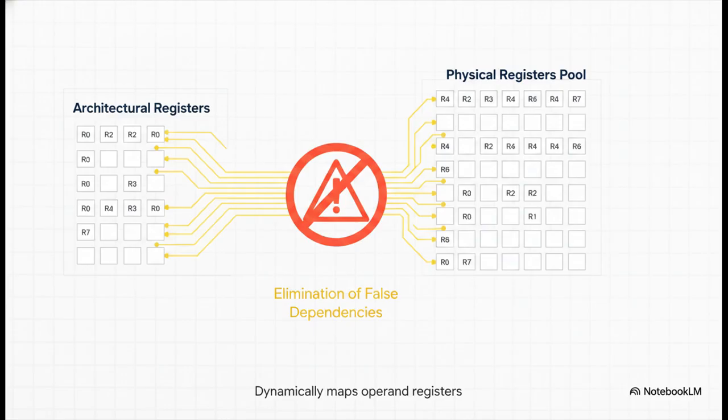We call these false dependencies, specifically write after read and write after write hazards. The processor solves this brilliantly on the fly using register renaming. It dynamically maps the limited number of architectural registers, the ones defined by the software, to a much larger hidden pool of physical hardware registers. This elegantly removes those bottlenecks and lets the execution units just run at full tilt.